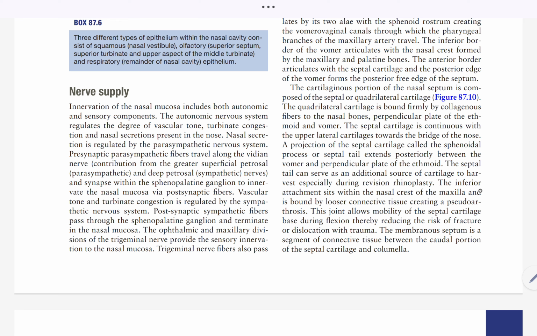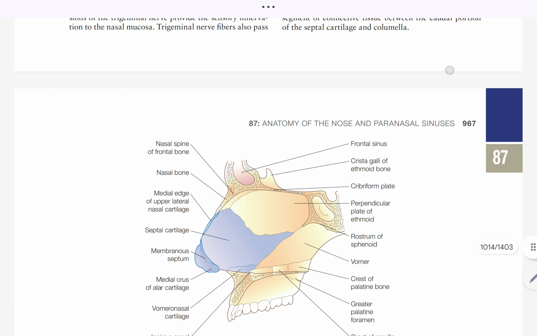The septal tail can serve as an additional source of cartilage to harvest, especially during revision rhinoplasty. The inferior attachment sits within the nasal crest of the maxilla and is bound by looser connective tissue, creating a pseudarthrosis. This joint allows mobility of the septal cartilage base during flexion, thereby reducing the risk of fracture or dislocation with trauma. The membranous septum is a segment of connective tissue between the caudal portion of the septal cartilage and columella.